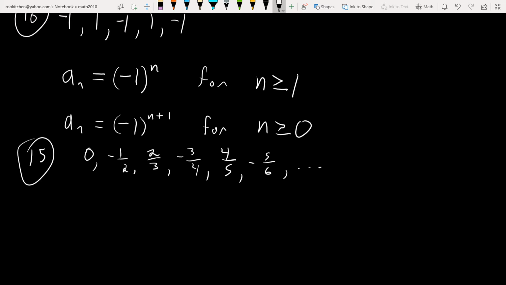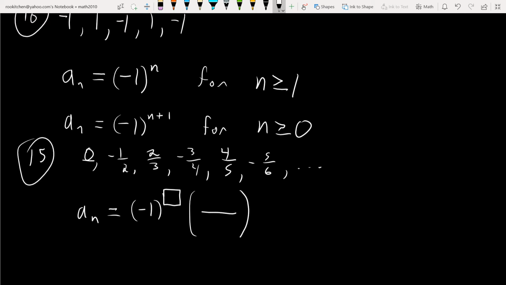Okay, so we want an nth term formula for this. First off, we could see there's that oscillating -1, right? So we'll have -1 and then, fill in the blank up there. And then there's going to be some sort of fraction. And you can kind of look at, there's a sequence right there in the numerator.